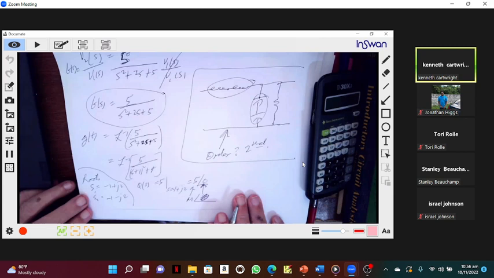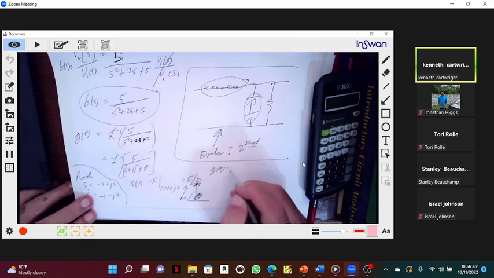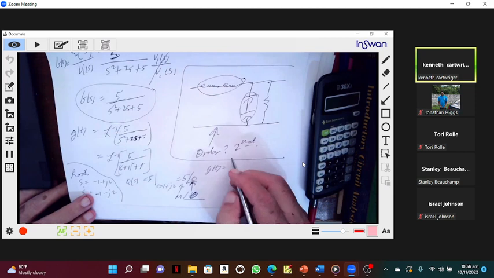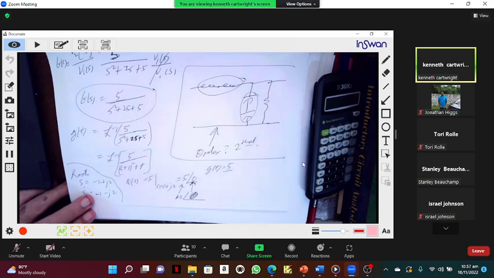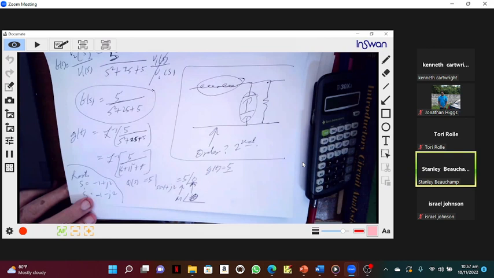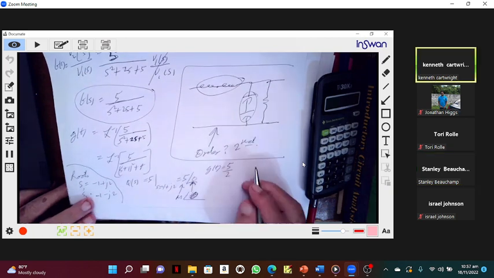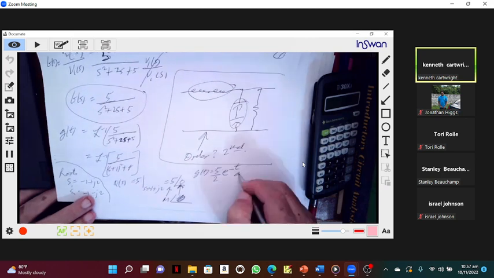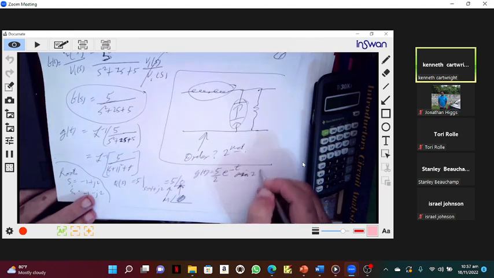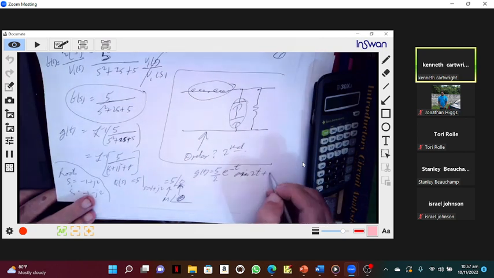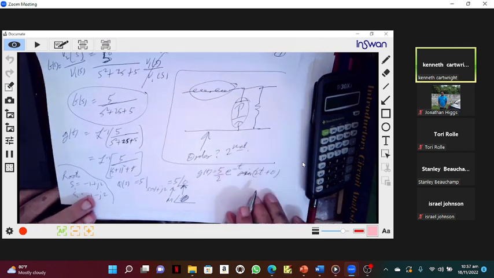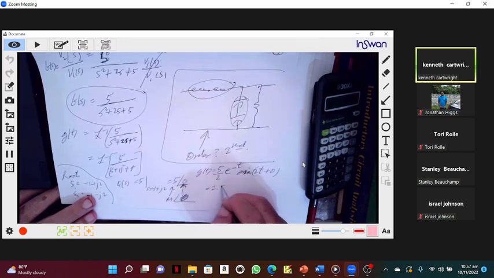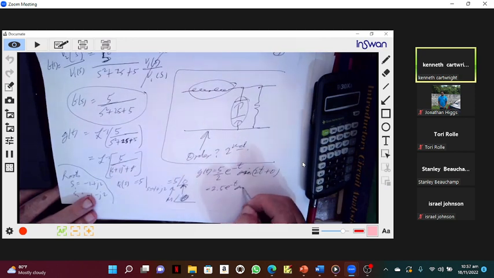Therefore, g(t) equals how much? g(t) equals what? M divided by omega. What's omega? Our omega was 2. Yes, e to the minus t sine of 2t plus 0. So g(t) equals 2.5 e to the minus t sine 2t.